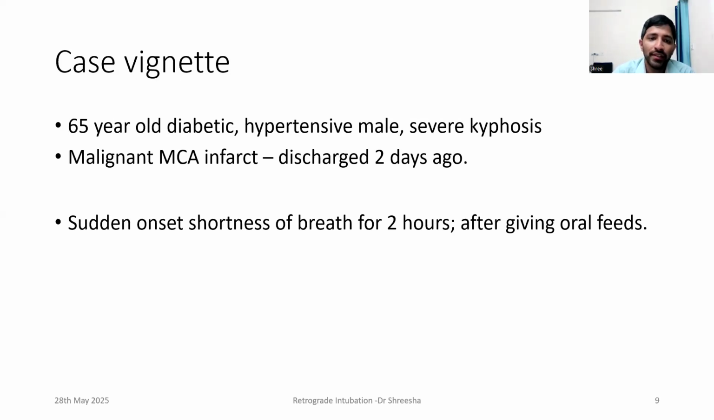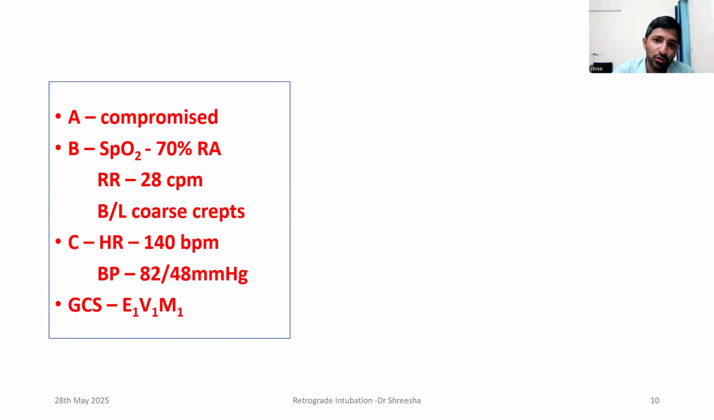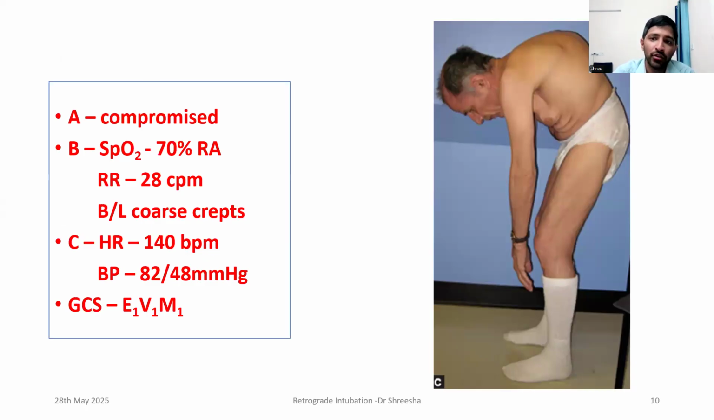So this was the actual case in which we performed a retrograde intubation. This was the second retrograde intubation that we performed. A 65-year-old male diabetic and hypertensive patient with severe kyphosis. He had a malignant MCA infarct about 15 days ago and was discharged 2 days ago from our own hospital. He presented with shortness of breath for about 2 hours after oral feeds. So this was a clear-cut case of aspiration. This was not the real patient, but this was almost how he looked.